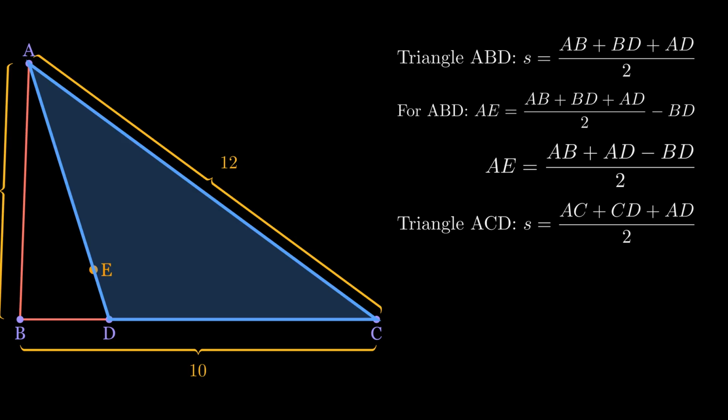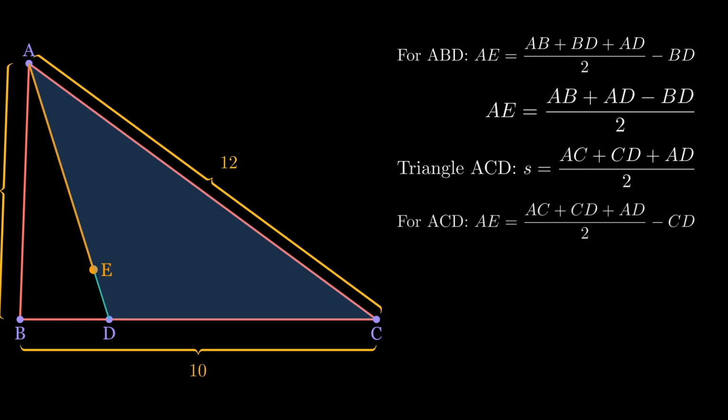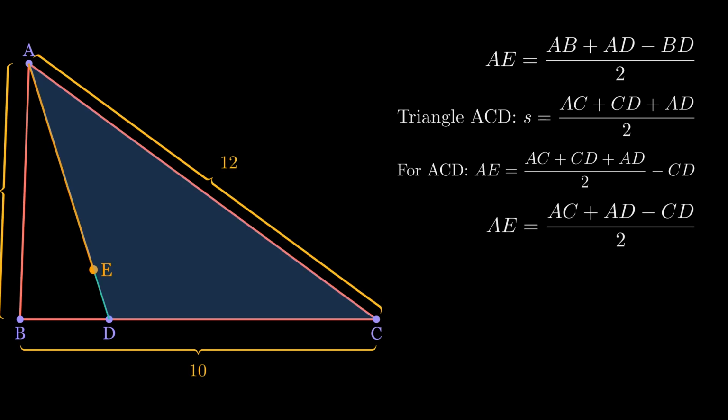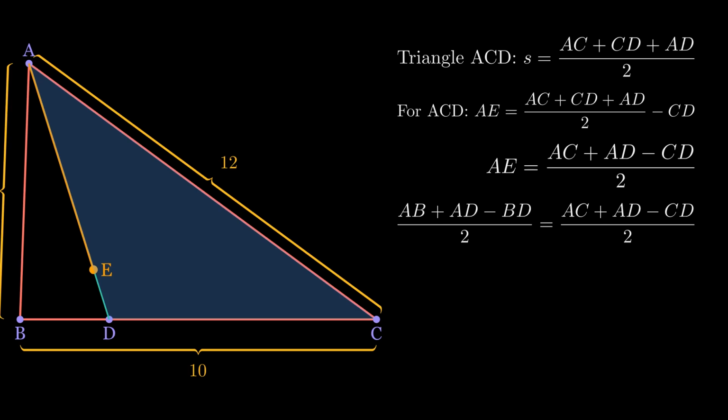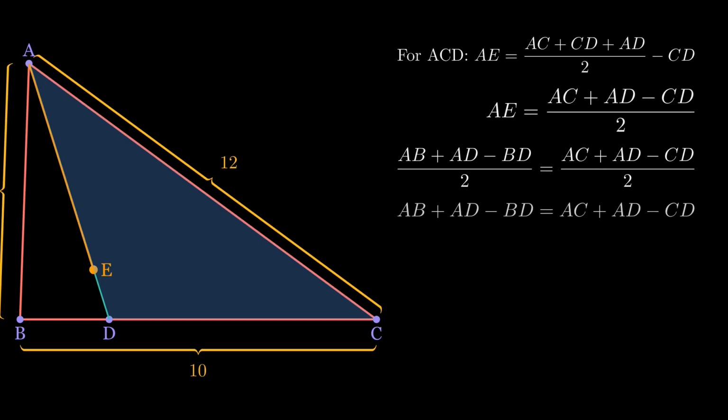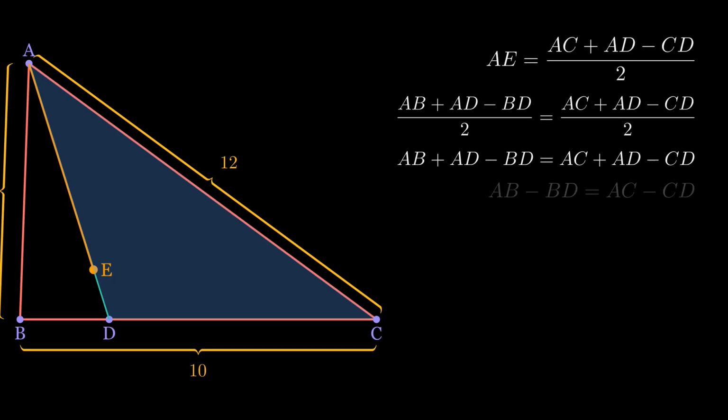Similarly, for triangle ACD, we calculate the semi-perimeter as half the sum of all its sides. The side opposite to vertex A is CD. Using the tangent rule again, AE equals the semi-perimeter of triangle ACD minus CD. This simplifies to our second expression for AE. Since both expressions equal AE, they must equal each other. This gives us our constraint equation. Multiplying both sides by 2 to eliminate fractions, we get this expression. Notice that AD appears on both sides and cancels out. This gives us a simpler equation.